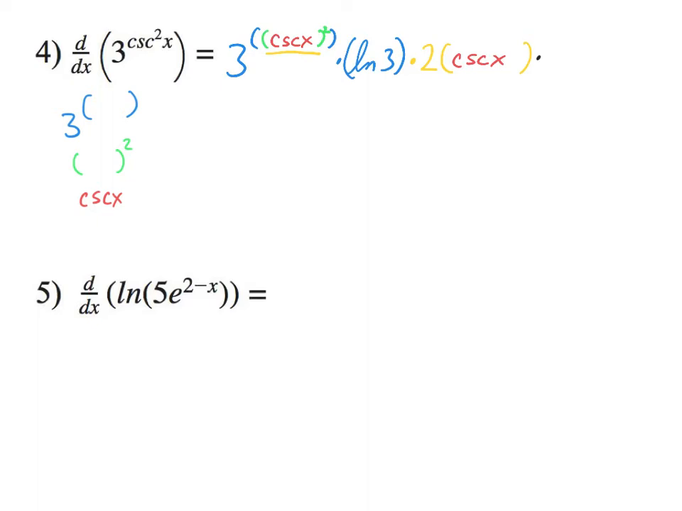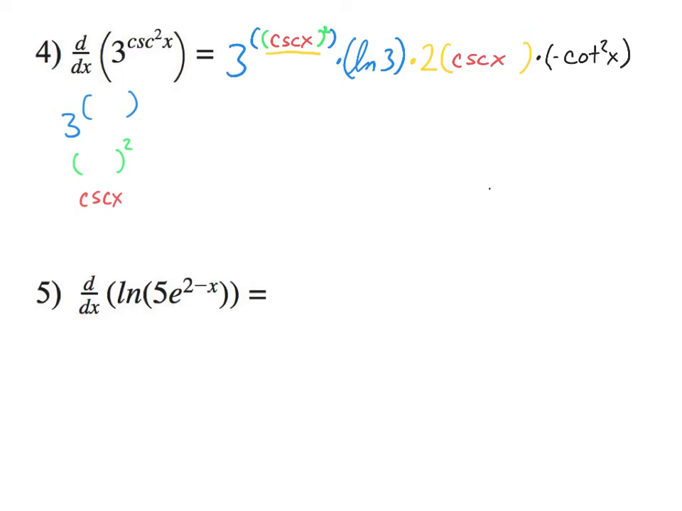So we're now going to take the derivative of cosecant x. The derivative of cosecant x is negative cotangent squared x. And so we have just simplified all of that. Now I do want to clean it up though. So let me clean it up some.